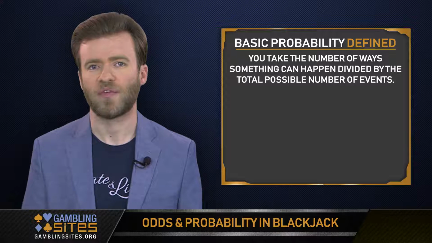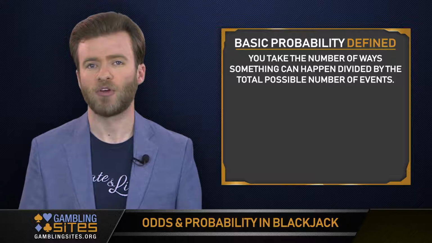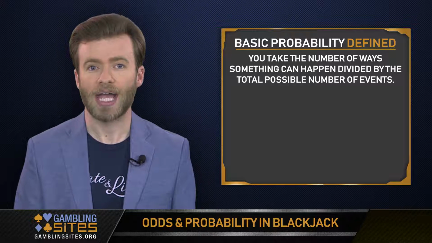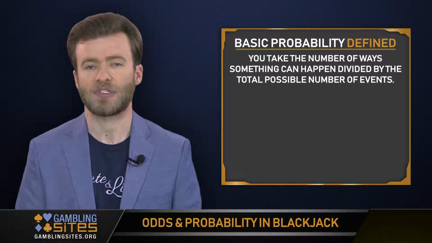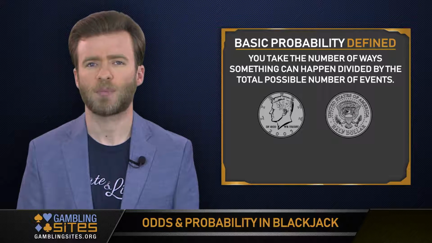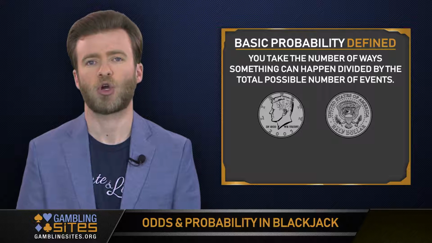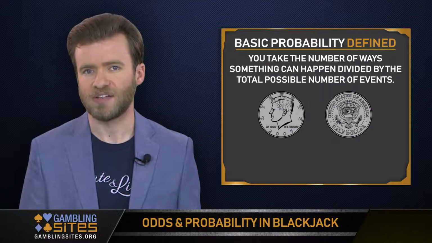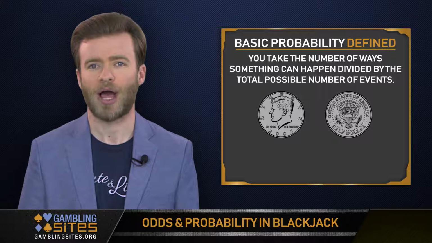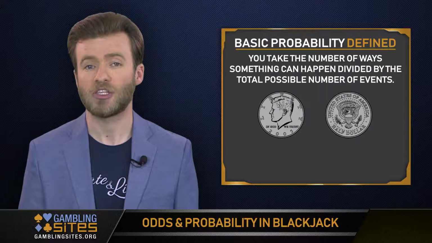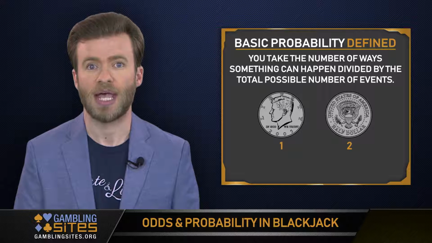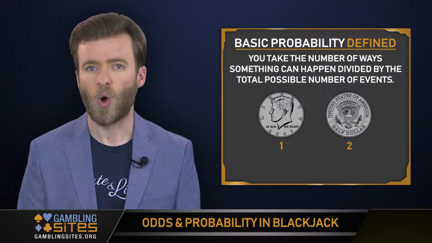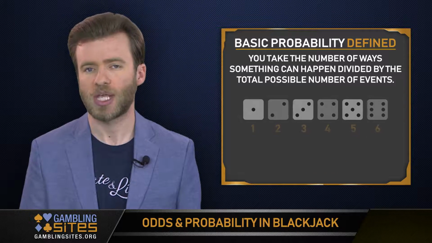Basic probability is a very simple formula. You take the number of ways something can happen and divide by a total possible number of events. For instance, if you want to determine the probability of getting heads when you flip a coin, you'd look at the number of ways that you could possibly get a heads result and divide it by how many total possible outcomes there are. Since a coin has two sides, and one of them is heads, that's a probability that is 1 out of 2. It works the same way with dice.